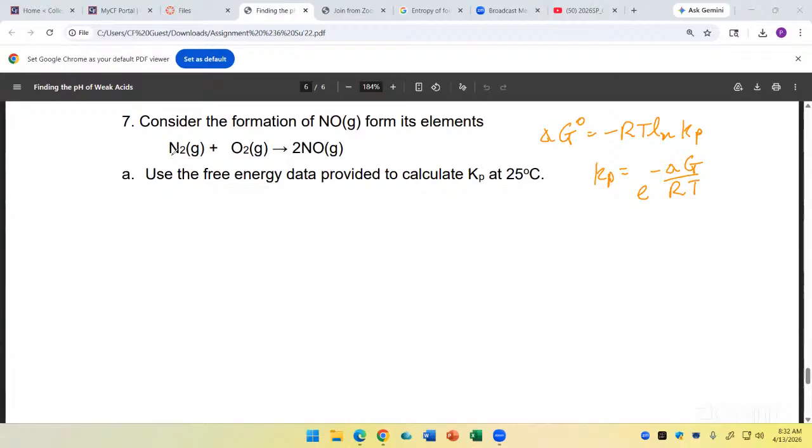Now, because nitrogen and oxygen are elements uncombined with anything, and they exist as they are in nature, this would have a value of 0, and this would have a value of 0.